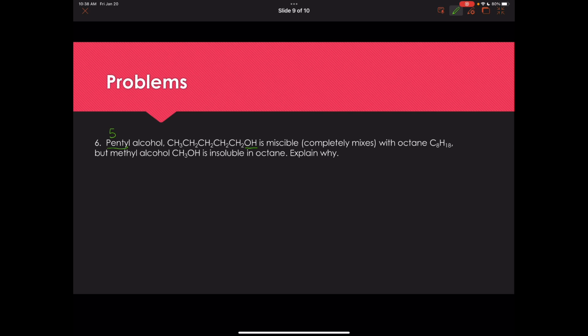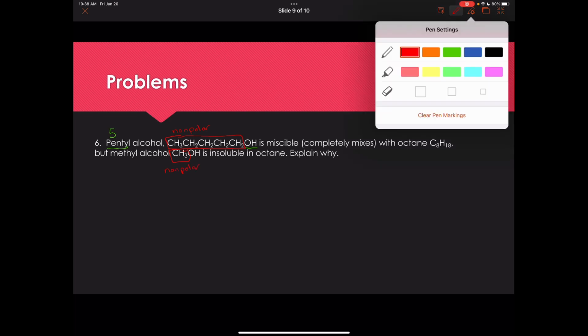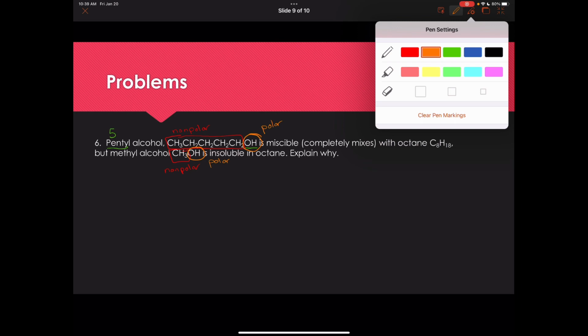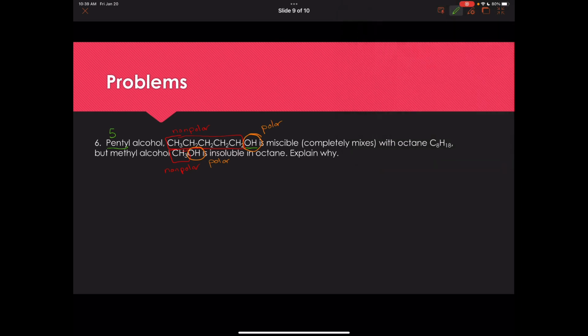So we're looking at 2 alcohols. The difference is their numbers of carbons. So in both cases, we have this nonpolar region, while at the same time having this polar region. So both molecules have mixed polarity. We're told that one dissolves in octane and one does not.